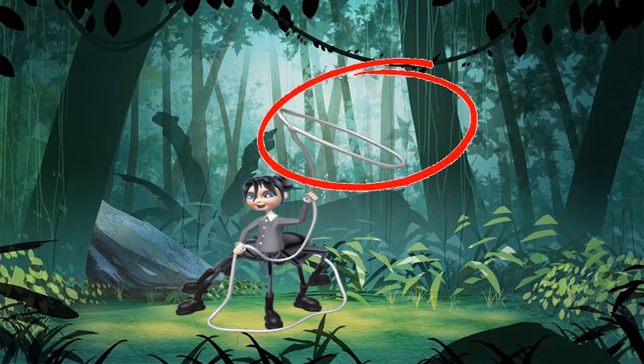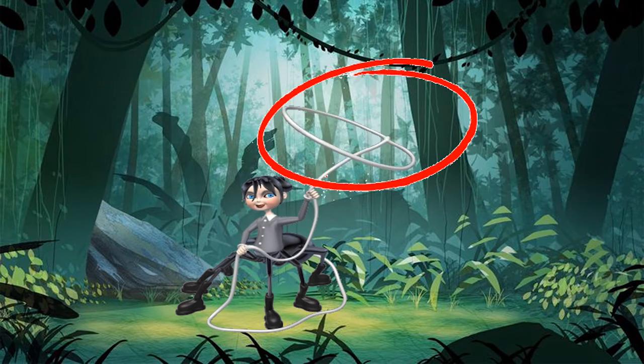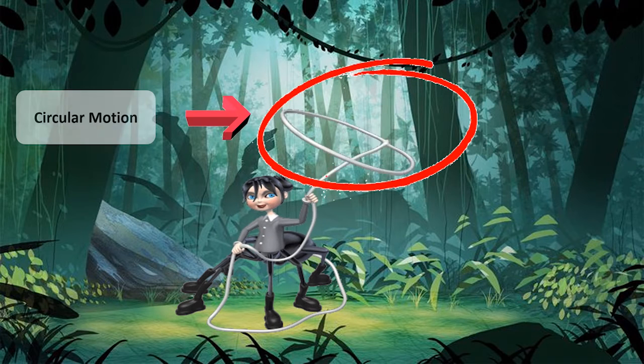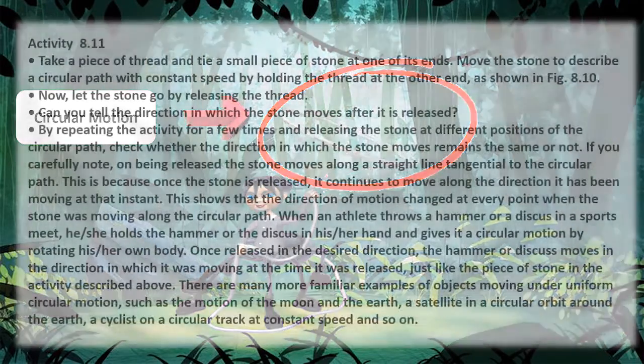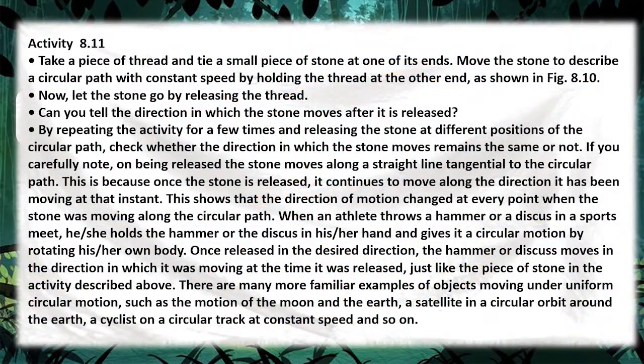On repetition of this activity a few times and releasing the stone at different positions of the circular path, check whether the direction in which the stone moves remains the same or not. On being released, the stone moves along a straight line tangential to the circular path. The reason for this is that once the stone is released, it continues to move along the direction it has been moving at that instant. This shows that the direction of motion changed at every point when the stone was moving along the circular path.